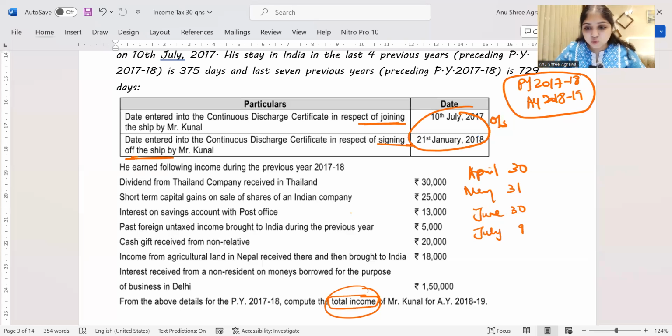Generally, the date on which you come to India and the date on which you leave India, both are treated as if you are in India. But only in CDC cases, the dates which are written in CDC, even these dates we treat as if you are outside India. So 10th, you are not in India. So I will not count 10th, I will count only 9.